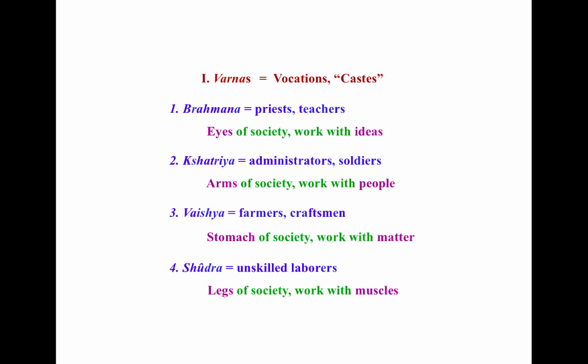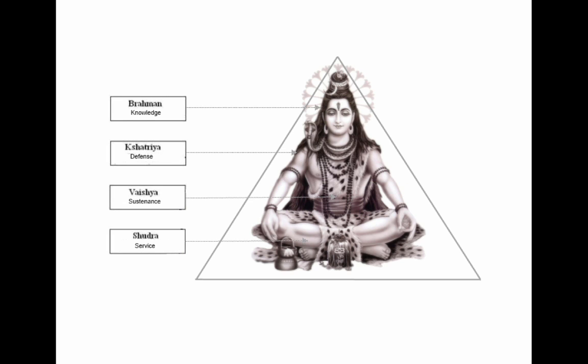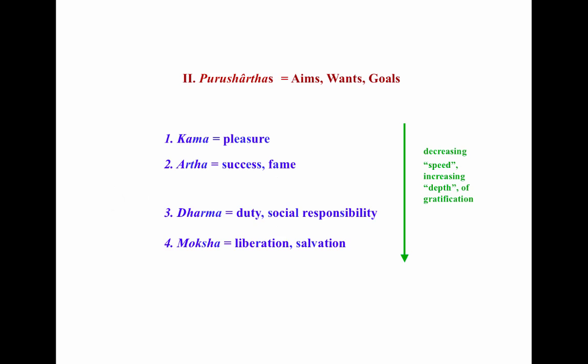So those are the varnas, those are the vocations, the castes. Here's a picture that kind of reminds you of this in visual imagery of the parts of the body to which each of these castes correspond. So again, the Brahman, the eyes, the Kshatriya, the arrow is pointing to this guy's shoulder, the Vaishyas, the stomach, the sustenance of society, and the Shudra to the legs, to the service that the Shudras provide for the whole body of society. All right, second of the four fours, the purusharthas.